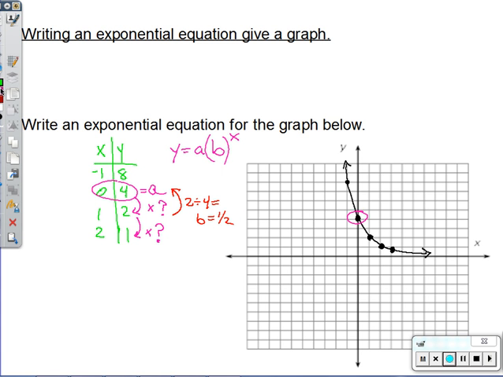So that equation then in the end is going to say y equals 4, the starting value, times 1/2, you could use a decimal if you wanted, to the x power. And those will be the 3 questions on the quiz.